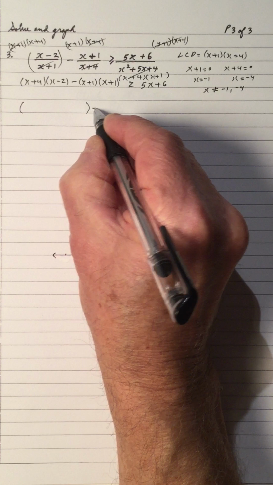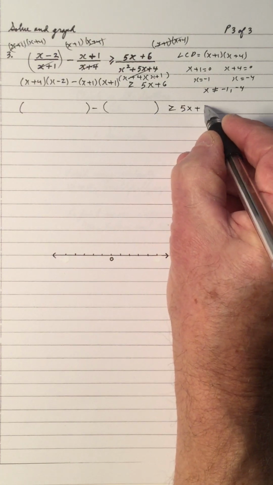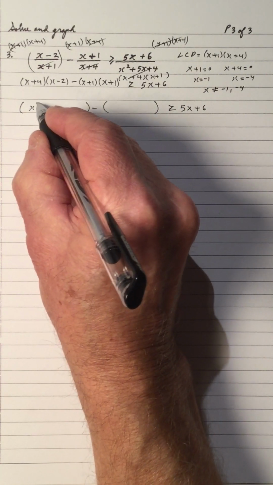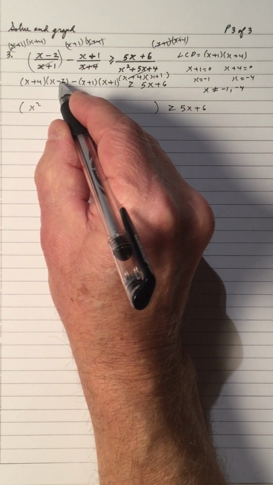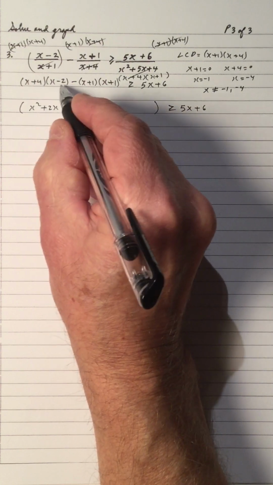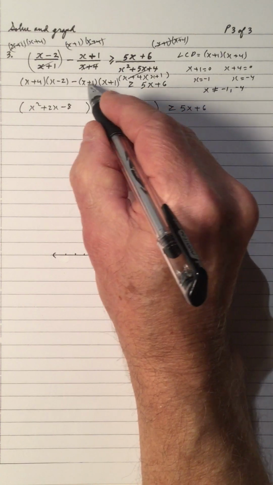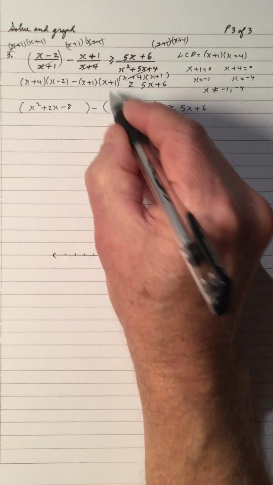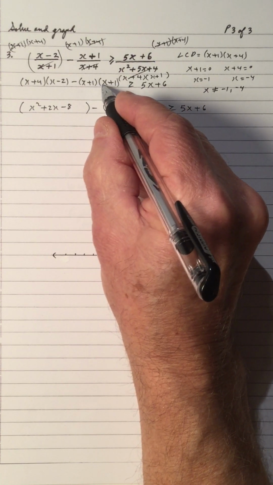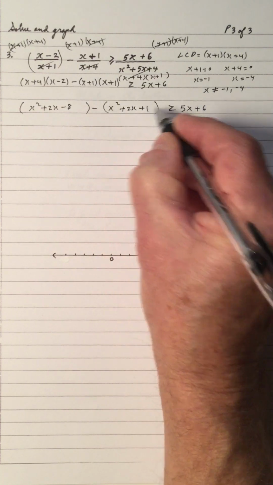So I'll put it in brackets. Here's what I'm going to do. So I multiply these two by FOIL. x times x is x squared, and this is negative 2x. This is a positive 4x, that's a plus 2x. And 4 times negative 2 is negative 8. And I multiply these two, and I'm squaring, so I multiply x by x, x squared. 1 times x, 1x. 1 times x, 1x. So x plus x is 2x. 1 times 1 is 1.